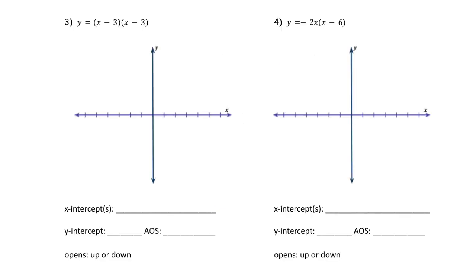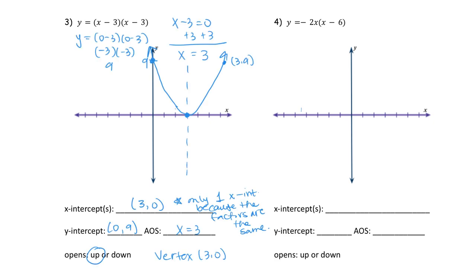Pause here to graph number 3. In this example, both of our factors are the same, so I'm only going to get one x-intercept here at 3, and there's nowhere to go halfway between, so my axis of symmetry is right through that point. And remember, our vertex has to fall on our axis of symmetry, so in this case, it means that our x-intercept and our vertex are the same.